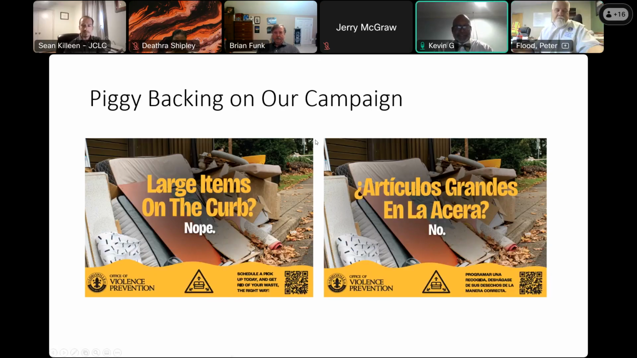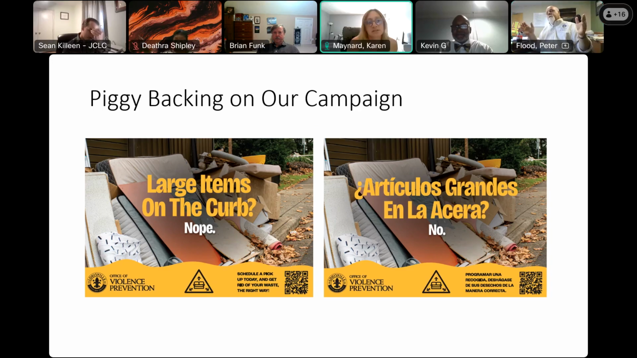Just for my own curiosity, what is the violence prevention folks doing with the signs? Where are they putting them? Karen, correct me if I'm wrong, but I think they're yard signs. Yeah, they're yard signs. I think in the end they actually decided to use our logo and not theirs.